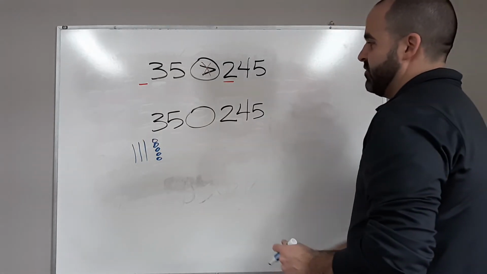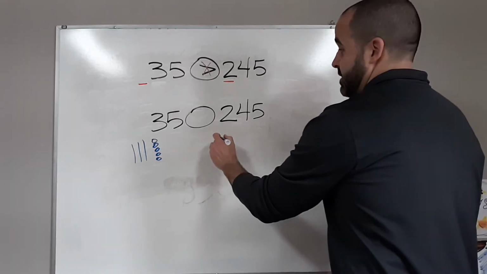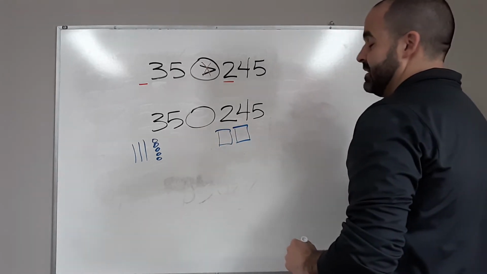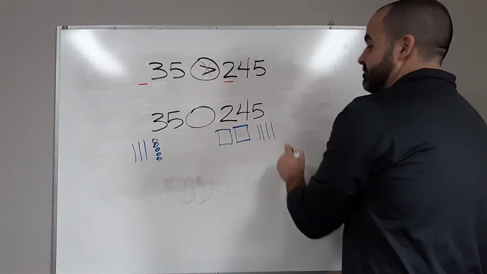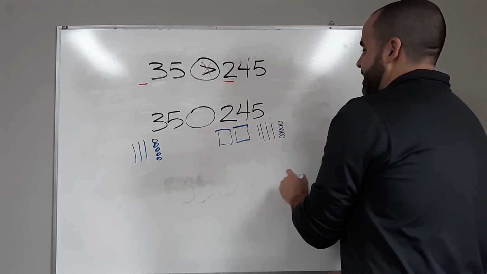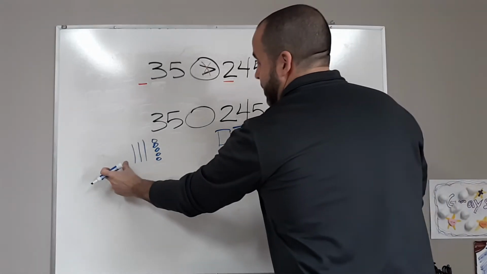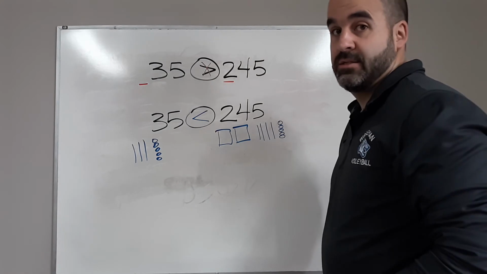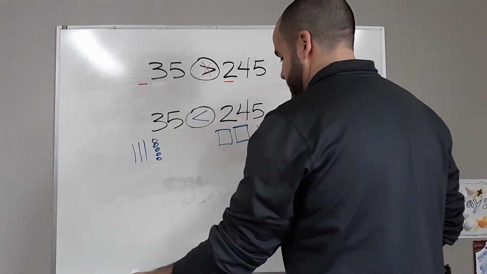Over here, 245. How many boxes? 2, because there's 200, right? 1, 2. How many sticks? 4. And how many circles? 5. Good. 1, 2, 3, 4, 5. Okay, and now I can see just by the fact that there are boxes over here and no boxes over here, makes it pretty obvious what our answer is. If there's hundreds on one side and none on the other, that means the side with hundreds is greater.